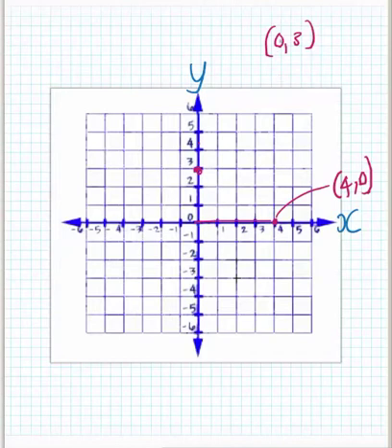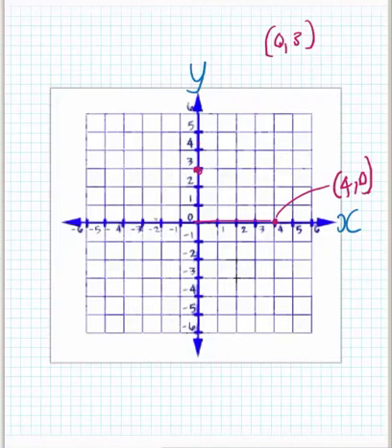So if x is 0, it'll be on the y-axis somewhere. In this case, y was 3, so there's a point right there on the y-axis. And if y is 0, our point will be somewhere on the x-axis. That's something you have to remember.